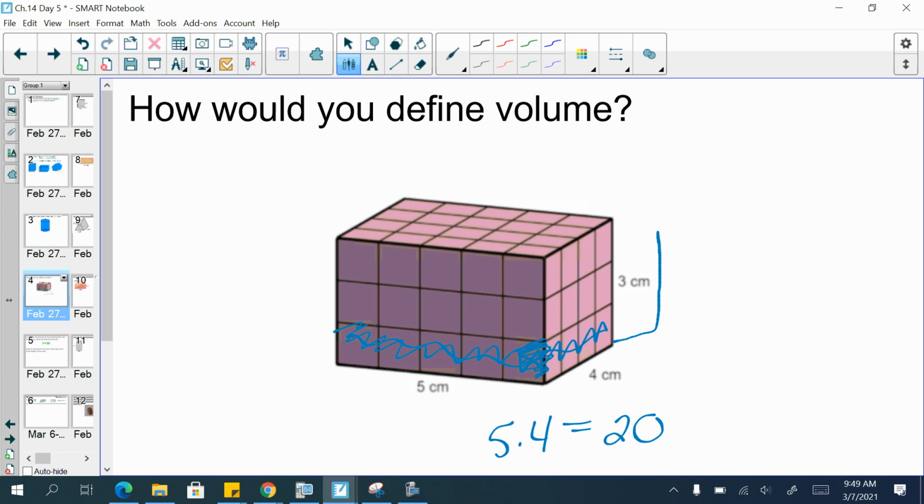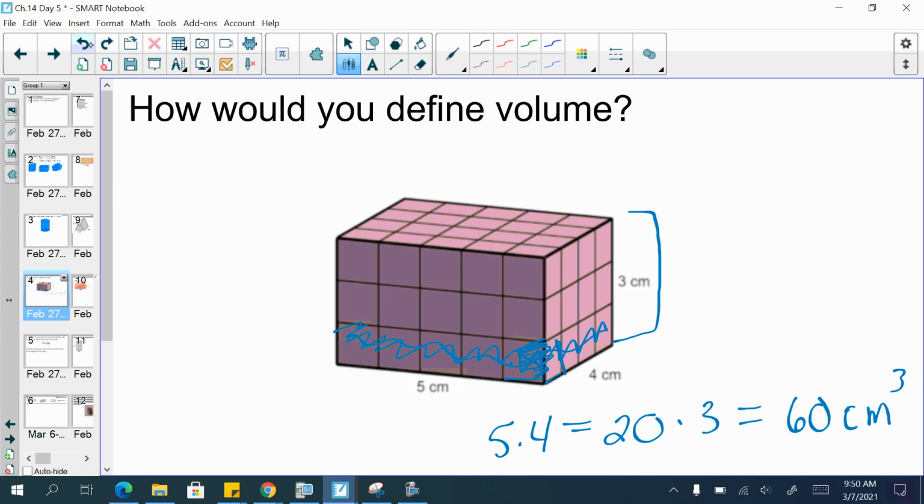Then there'd be 3 layers of 20, so then you multiply by the height. So for example, this particular rectangular prism would have a volume of 60 cubic centimeters. We measure it in cubic units now because one little cube has a length, a width, and a height. It's 3-dimensional, so the units are going to be cubic units now.